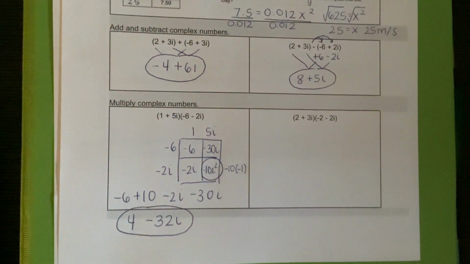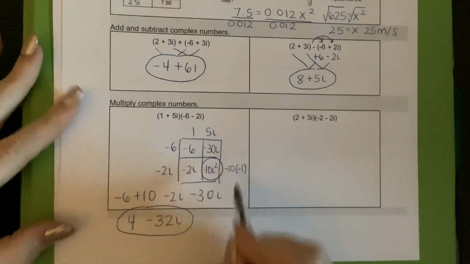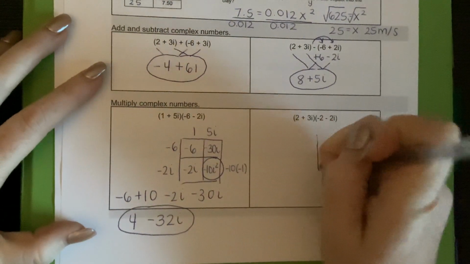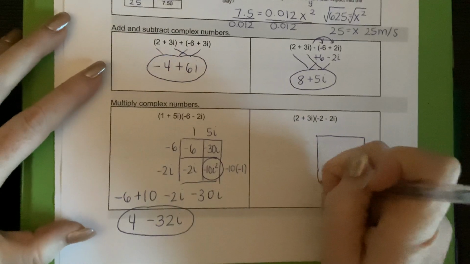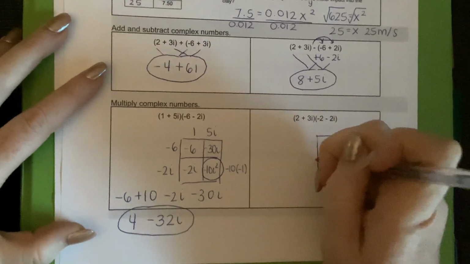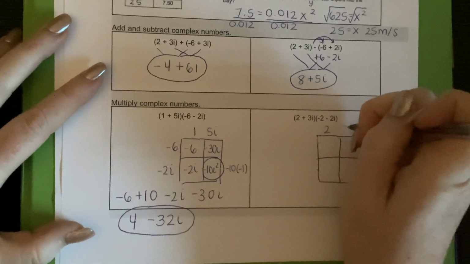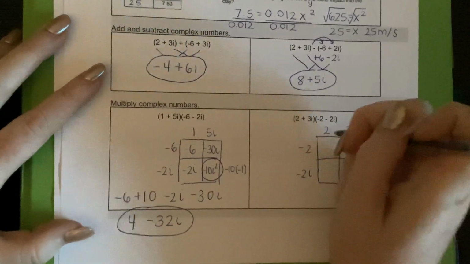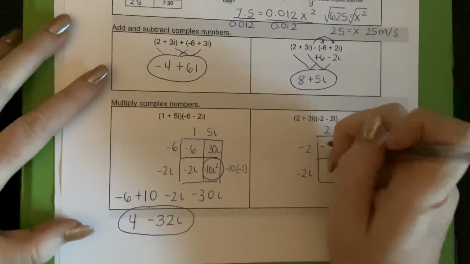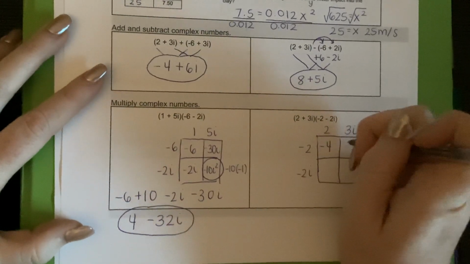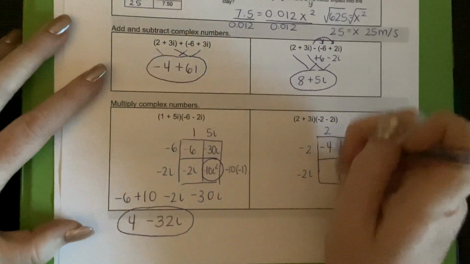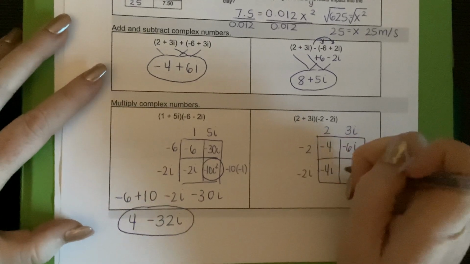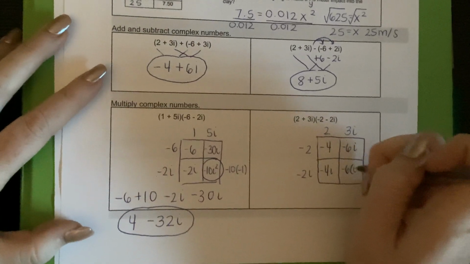So again, on that one, making sure that this i squared, you're converting to -1. So if you were to do this one over here, again, we're drawing, and we're going to have 2 and positive 3i. We have -2 and -2i. Positive 2, -4, -2, positive 3i, -6i. This is going to be -4i, -6, and then it's going to be i squared.